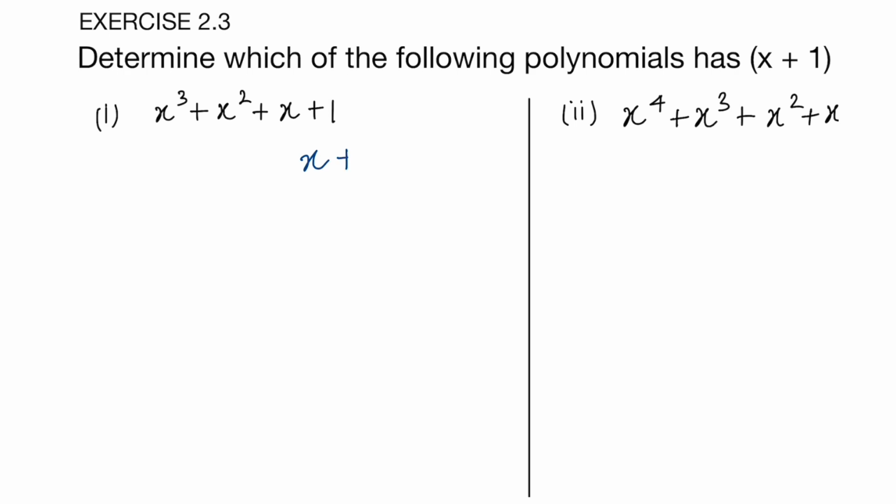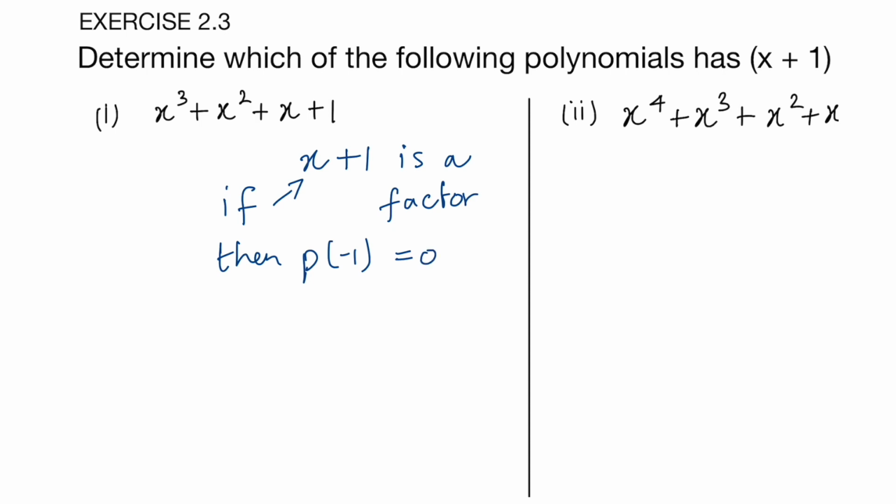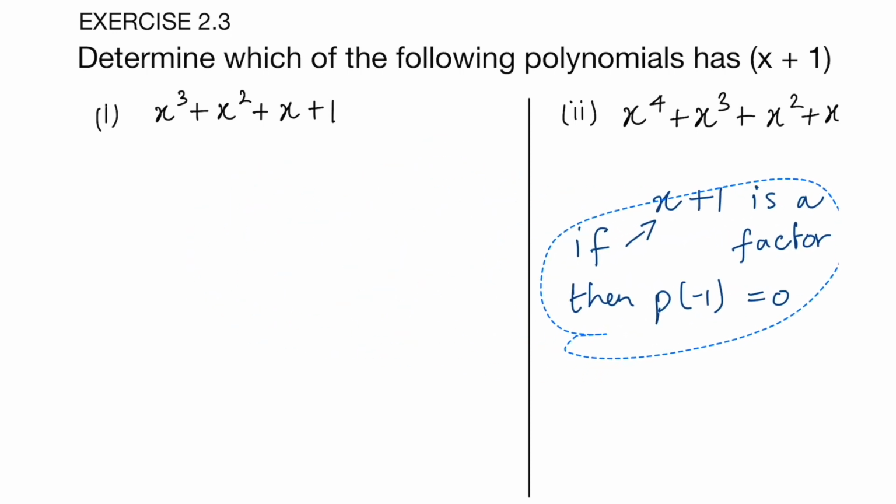Now there is something called the factor theorem which we have been talking about in the past few episodes. So what does that say? It says that if x plus 1 that we have here is a factor, then p of minus 1 is equal to 0. This is what they basically say in the factor theorem, and we are going to use that concept to solve this question.